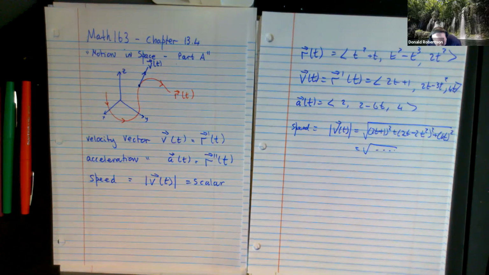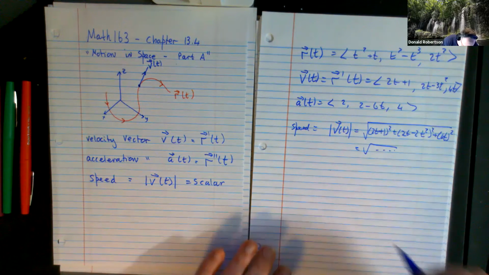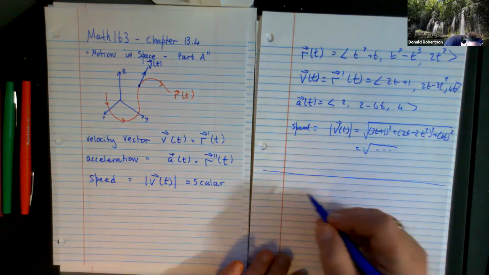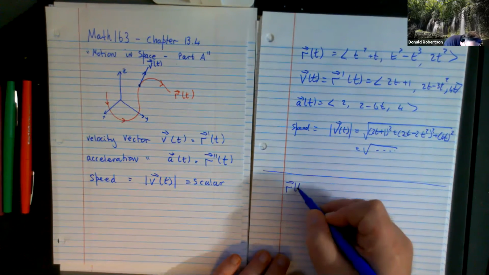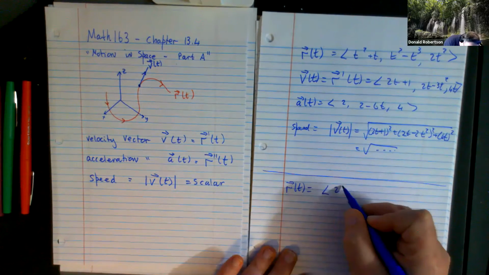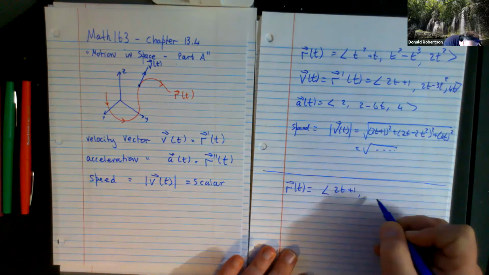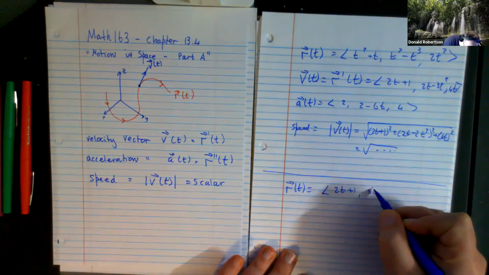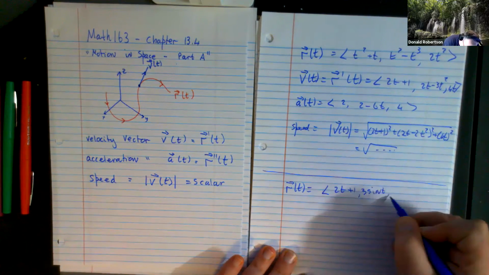That's pretty much it so far. So if I gave you a space curve, would you feel comfortable about finding velocity, acceleration, and speed? Yeah, okay. Let's do another space curve. Let's do a helix, because they tend to come out in nicer numbers. Let's do 2t plus 1, 3 sine t, and 3 cosine t.